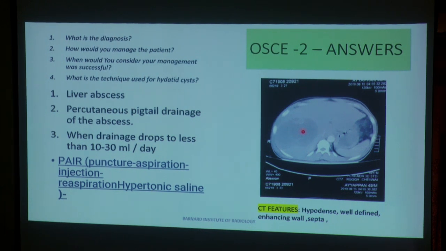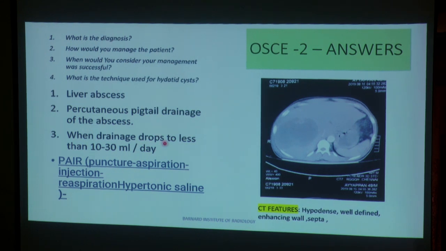While 6F or 5F catheters are for clear fluids like urine or ascites, where you can put a 6F, 5F or 7F catheter. But you need 12, 14, 16 and higher if there is thick necrotic material for any drainage in the body. So when do you consider your management was successful?